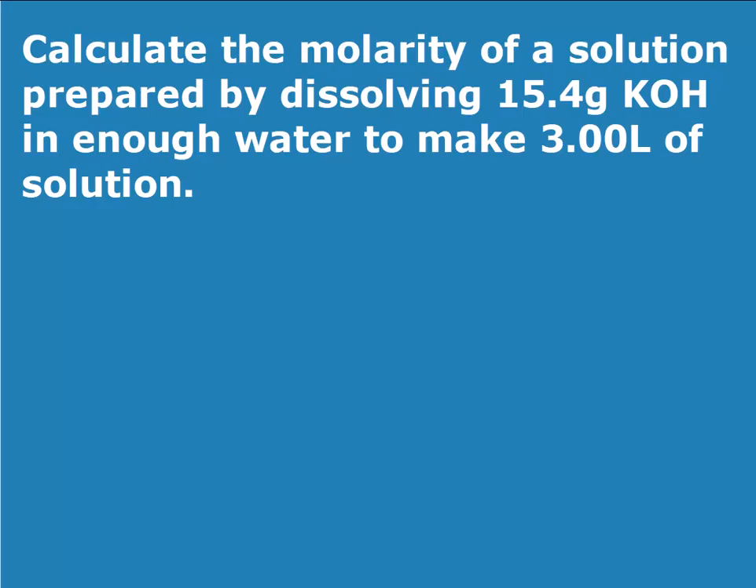So in this problem, it says calculate the molarity of a solution prepared by dissolving 15.4 grams of KOH in enough water to make a 3-liter solution. So always a good idea to write your equation out first. So we got moles over liters. And again, it is moles of solute over liters of solution. It's written on your formula chart as well, but we can just abbreviate it moles per liter.